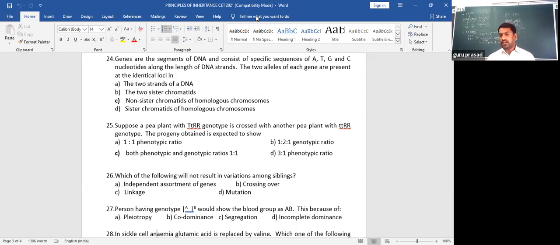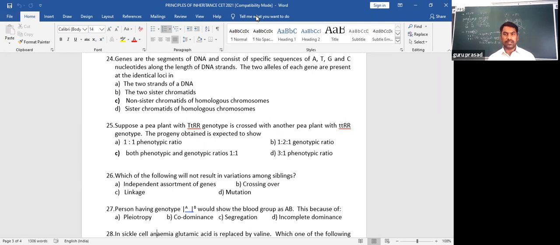So this is not the concept. Simply to make you confused, they have elaborated the question. What is important? Two alleles of each gene are present at the identical loci in, no doubt, for a character, two chromosomes, two genes. That's why we used to say genes and chromosomes behave parallelly.